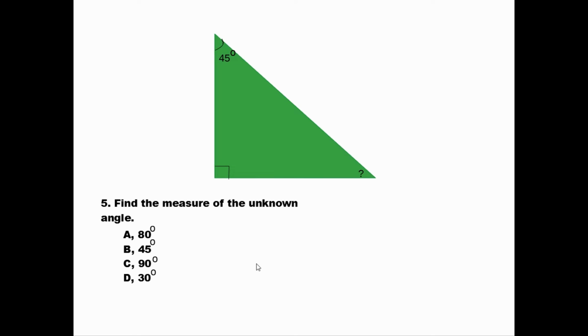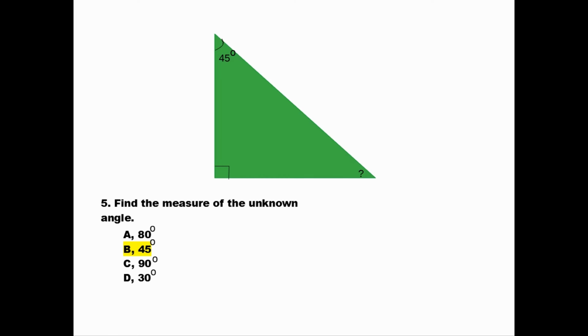Number 5. This is the easiest one of the 6 questions, so let's go get it quick. Find the measure of the unknown angle. You see, this is the unknown angle here. It's going to be the question mark. Is it A, 80 degrees, B, 45 degrees, C, 90 degrees, or D, 30 degrees? So the answer is letter B. It's very easy because here at the top is 45 degrees. So here at the bottom, it's just the same angle here, here and here. So here is a 90 degree angle.